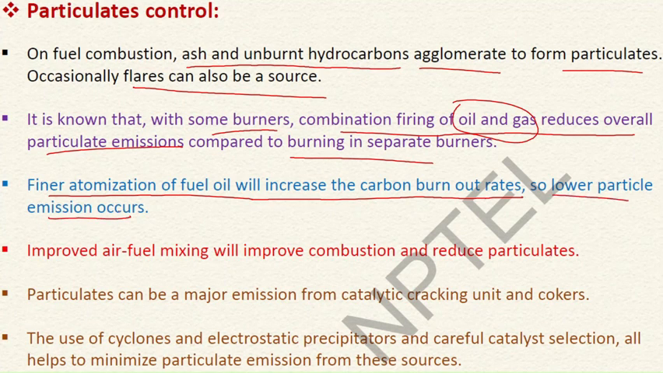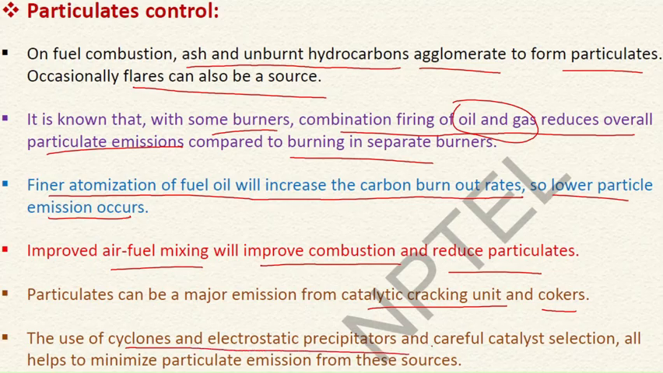Finer atomization of fuel oil will increase the carbon burnout rate, so lower particulate emissions will occur. I mean, if the atomization of the fuel oil is finer, that is, smaller droplets are formed, that will increase the carbon burnout rates and will lower the particulate matter. Improved air fuel mixture will improve the combustion and reduce particulates. Particulates can be a major emission from the catalytic cracking unit or cokers. The use of cyclones and electrostatic precipitators and careful catalyst selection all help to minimize the particulate emission from these sources.